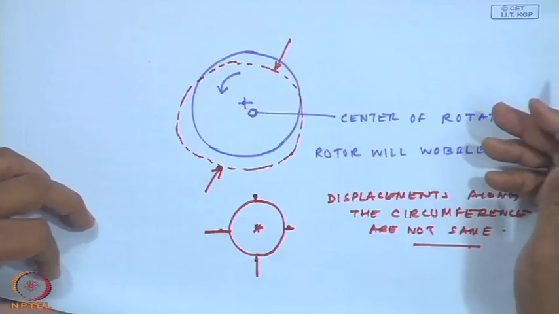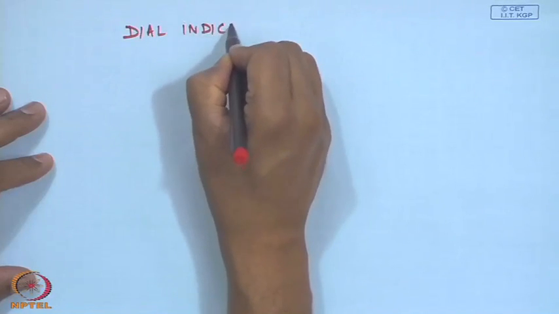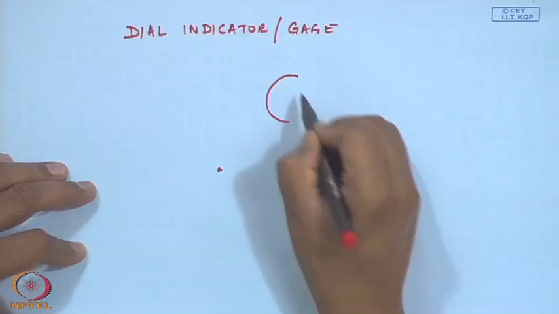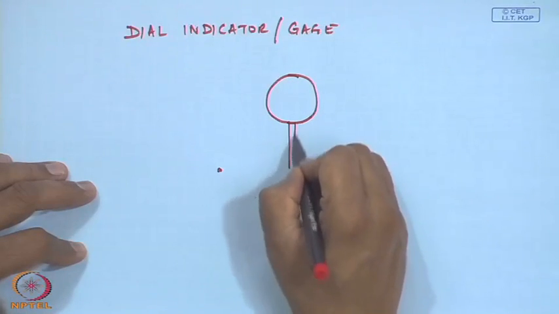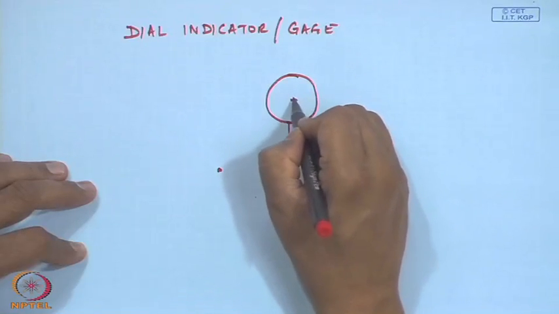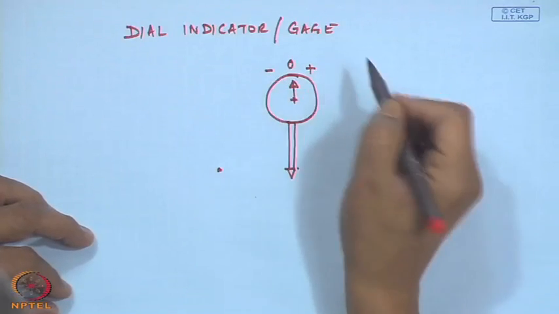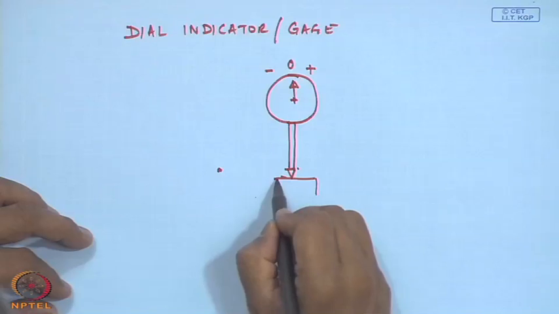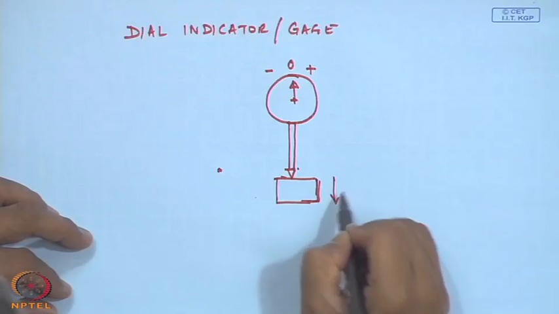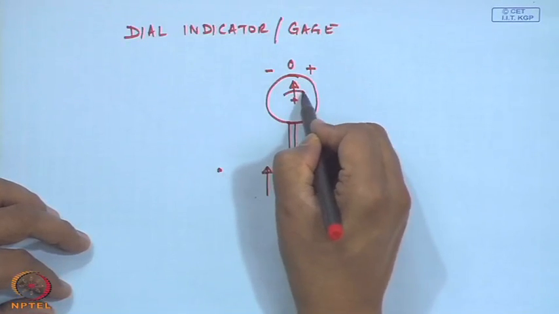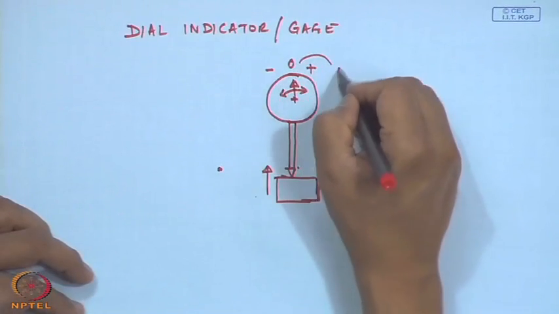It is very easy to measure it. There is an instrument, a very common instrument in the lab that all of you must be familiar with, a dial indicator or gauge. Basically, it is a spring-loaded stylus with a spring inside it, and an indicator which could be 0 here, plus in this direction, minus in this direction. This stylus contacts a surface. If the surface has a motion this way, it swings in this direction; if it has motion in the other direction, it swings the other way. These readouts are usually in microns.